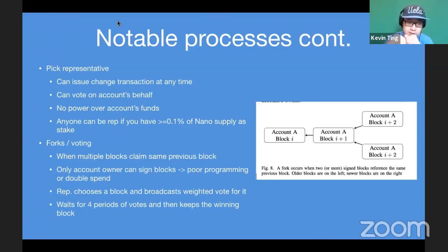So when that comes into play, a representative chooses a block that they want to deem correct, and they broadcast their weighted vote for it, weighted depending on how much stake or balance they have, how many people are voting for them. Then they wait 4 periods of votes and keep the winning block after listening to everybody's votes collectively. The one that has the most votes wins and gets selected as correct.